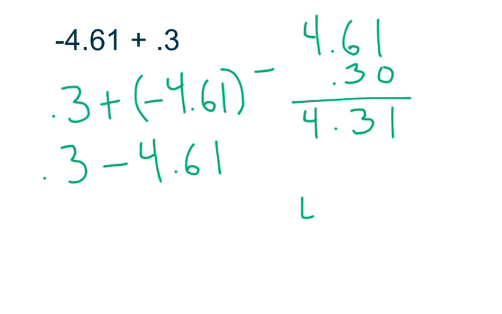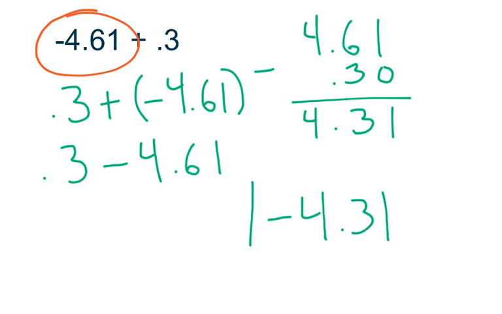So we get 4 and 31 hundredths, but that's not our answer. That is how much the negatives won by. So here's our negatives. That is how much the negatives won by when you combine the negatives and the positives. So we have to remember to make this negative because the negatives won by negative 4 and 31 hundredths.